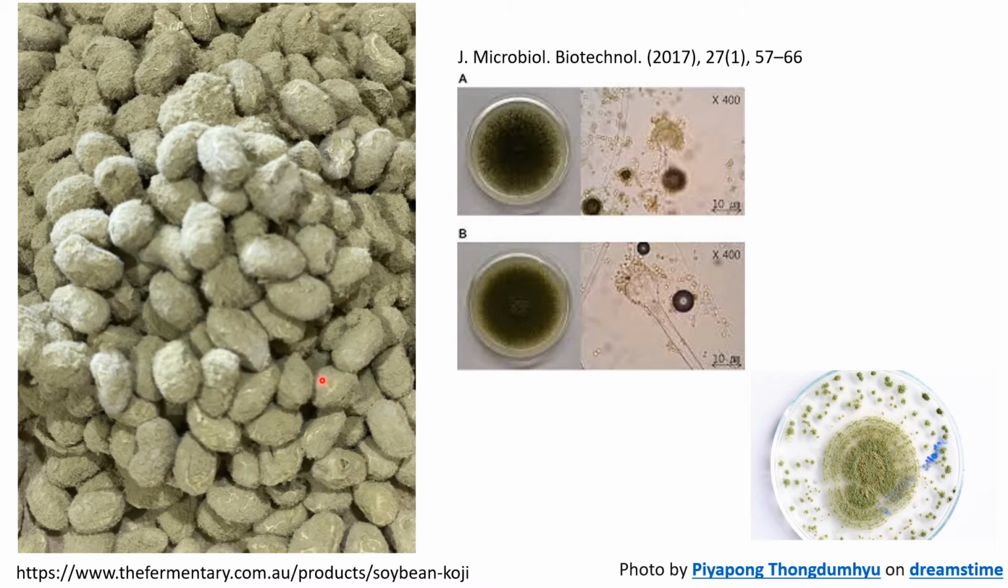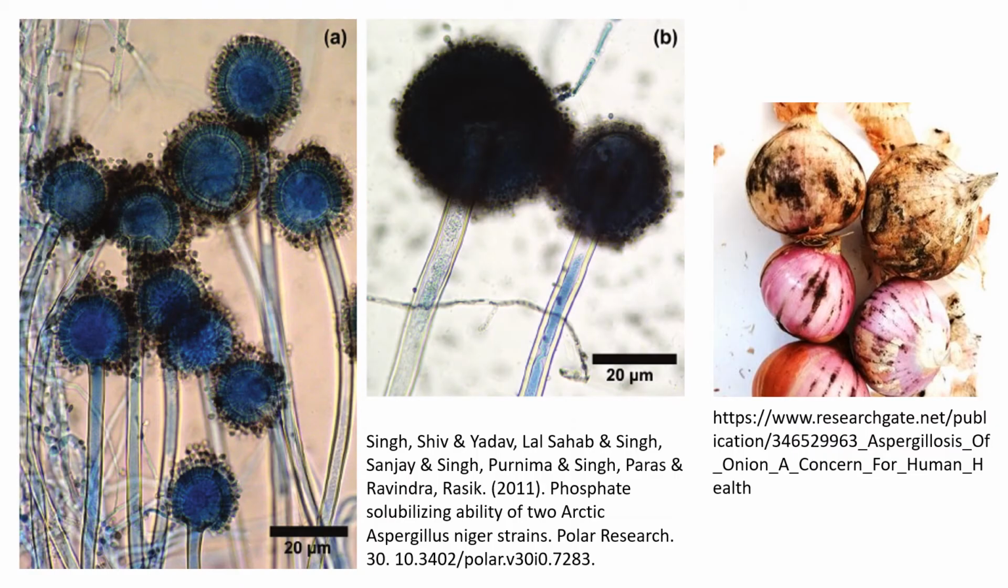So take note of the structure of the conidiophore, and of course we have the conidiospores. They are not inside the sac. And here is another Aspergillus. Sometimes you see this on onion, the black mold. Yeah, so the common name is black mold. This is what we call Aspergillus niger.